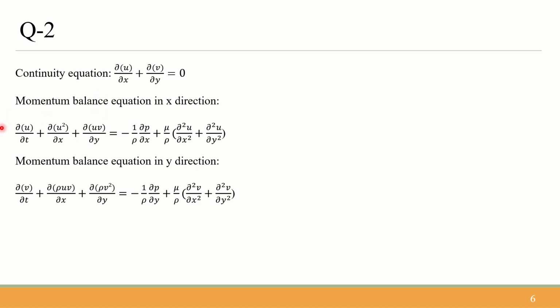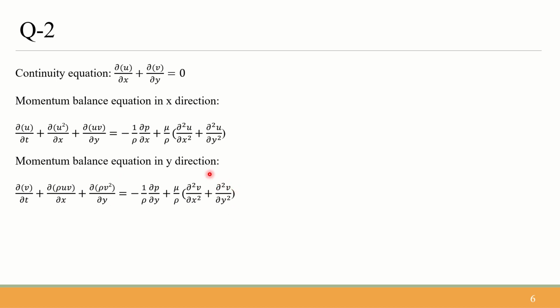And the second one, we have dou u by dou t plus dou u square by dou x plus dou uv by dou y is equal to minus 1 by rho dou p by dou x plus mu by rho times dou square u by dou x square plus dou square u by dou y square. Similarly, for the y direction, we have dou v by dou t plus dou uv by dou x plus dou v square by dou y is equal to minus 1 by rho dou p by dou y plus mu by rho times dou square v by dou x square plus dou square v by dou y square.